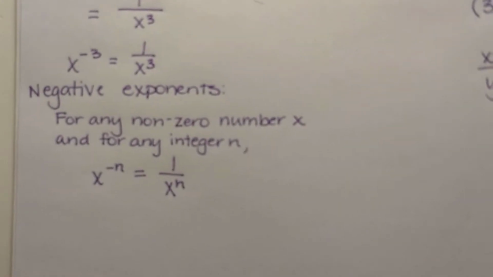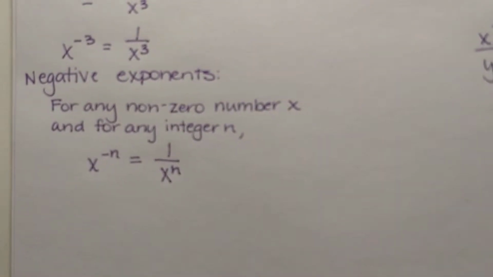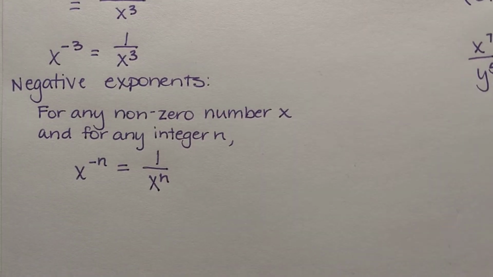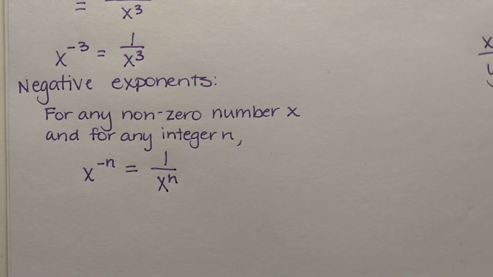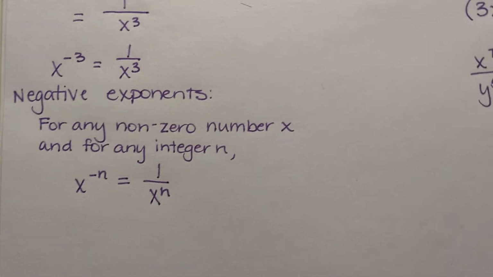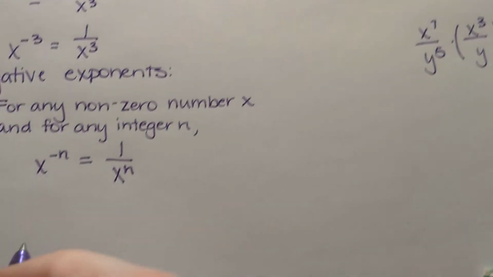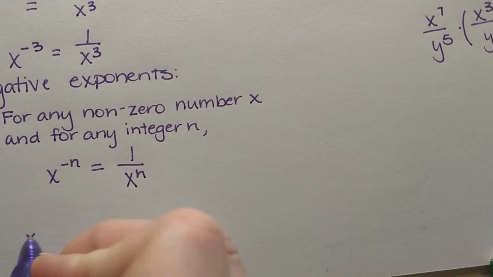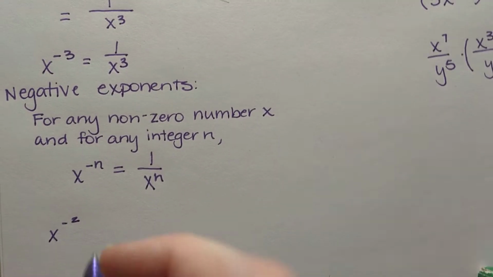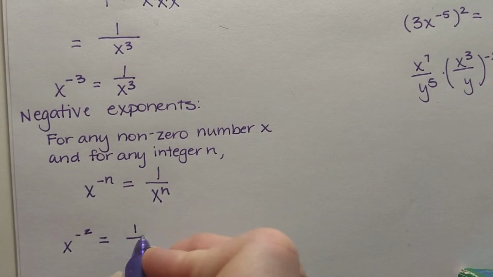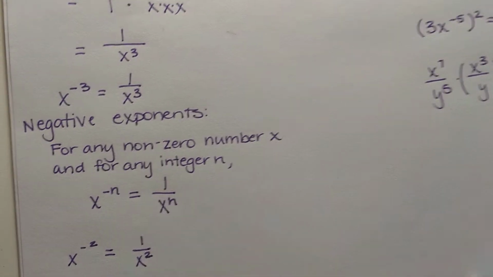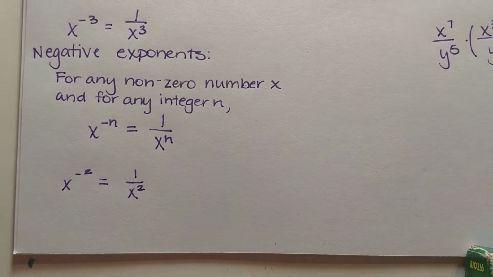Okay, so this is the definition. You'll find it in a blue box in your book. So this is the definition of negative exponents. So what that means is if I have x to the negative 2, that's going to equal 1 over x squared. Hope that makes sense to you.